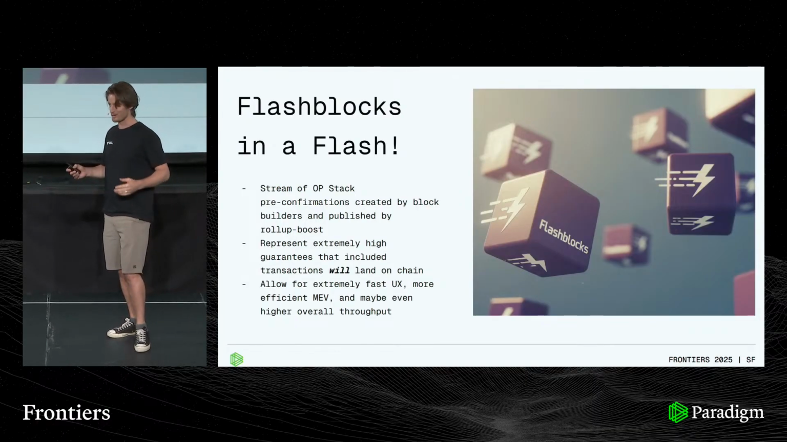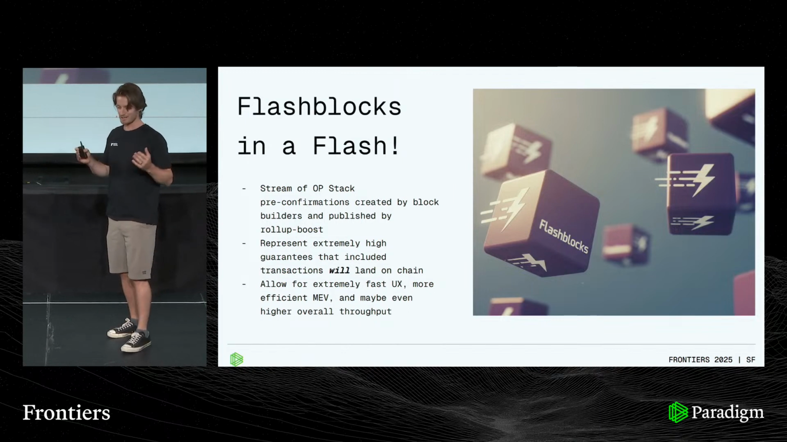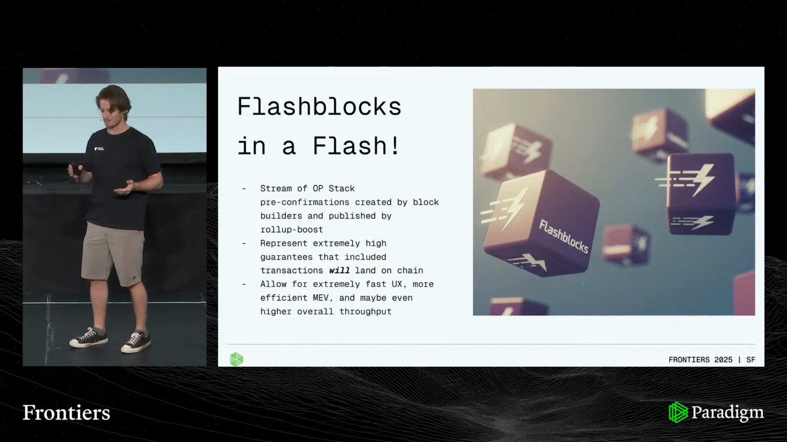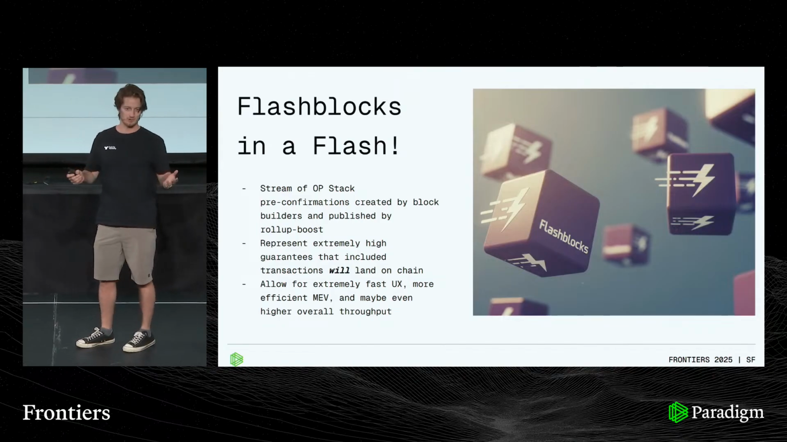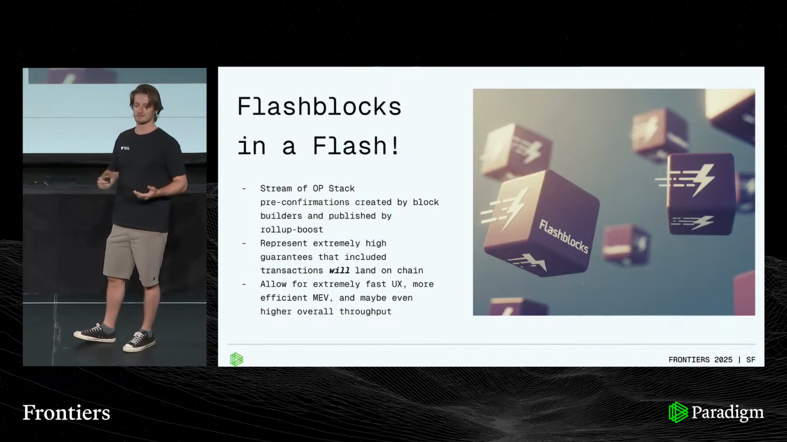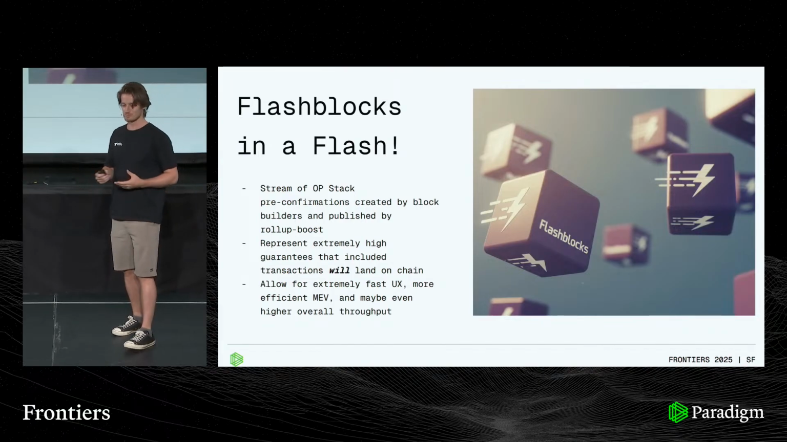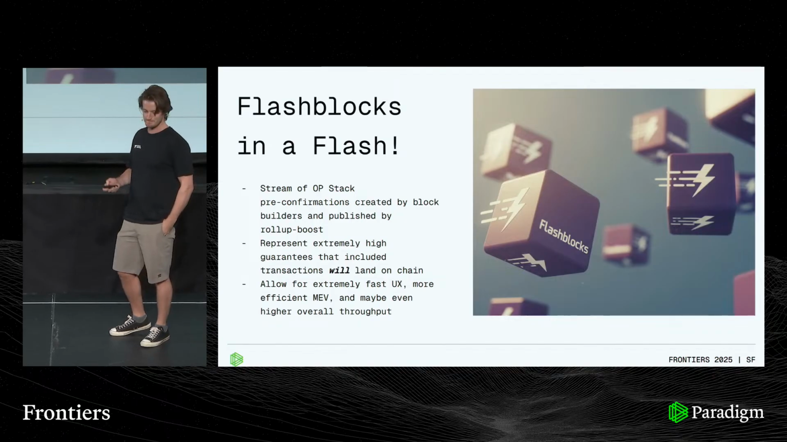Flashblocks are basically taking a big OP stack block, chopping it up into equal chunks by time, and then we propagate those blocks out to the network, and then nodes can consume them, and use them to serve more up-to-date state to people who are requesting it.